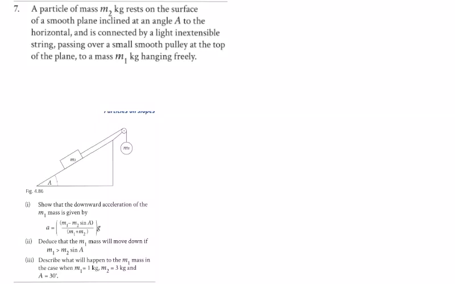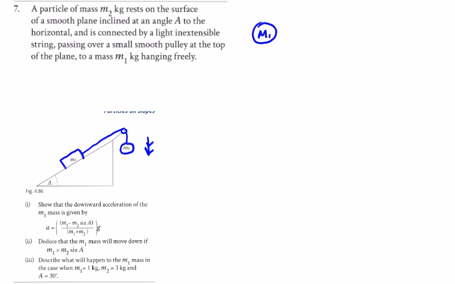Question 7. The particle of mass m2 rests on the surface of a smooth inclined plane, so no mu. m1 is hanging off here. And we're asked to show the downward acceleration of m1, so m1 going down. So let's draw the diagram for m1 then.